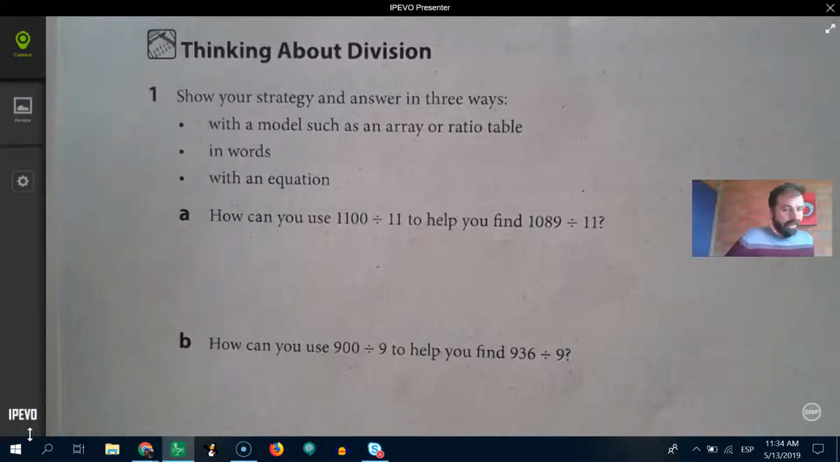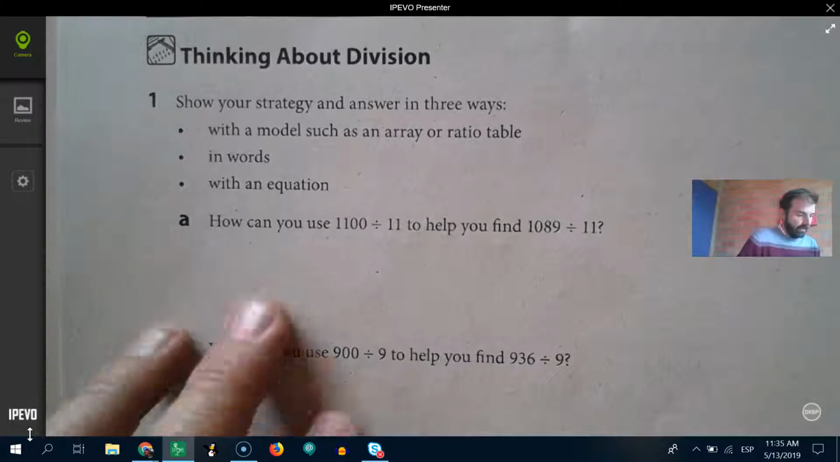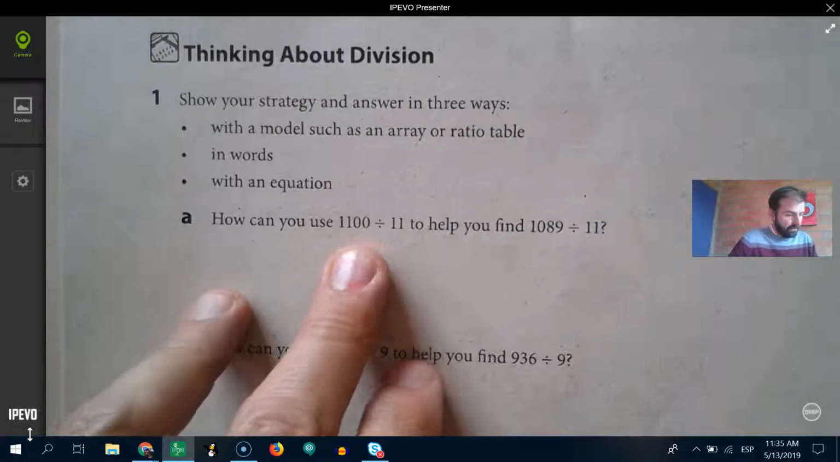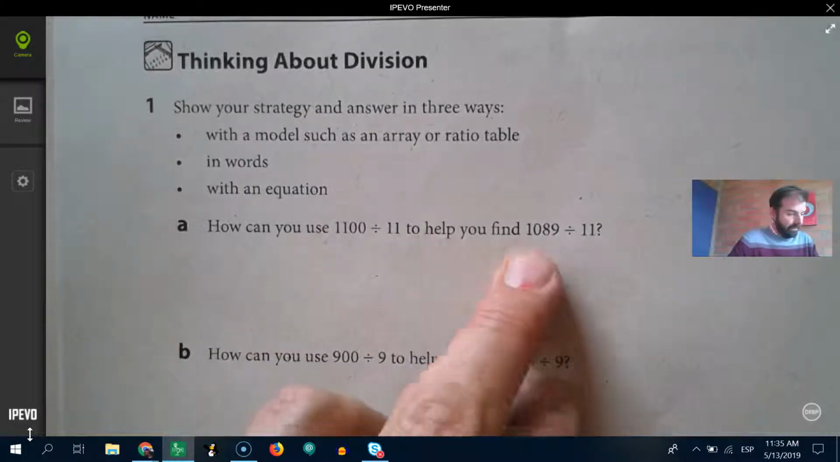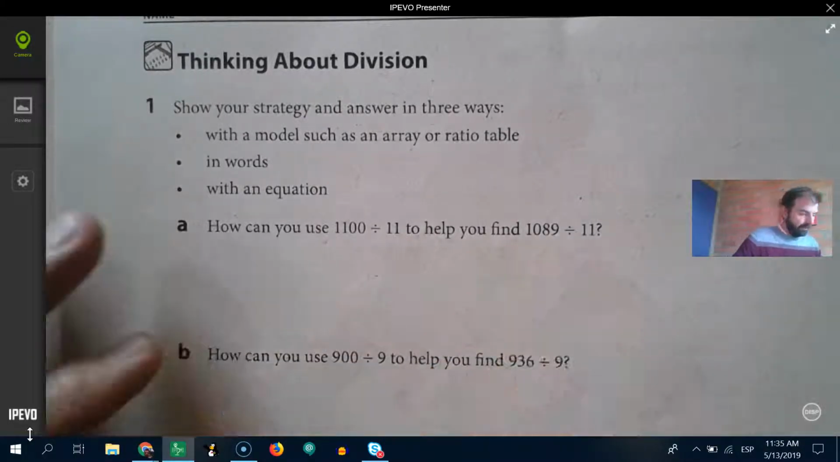Hello. Alright, so thinking about division. Show your strategy and answer in three ways, with a model such as an array or ratio table, in words, and with an equation. So how can you use 1,100 divided by 11 to help you find 1,089 divided by 11?